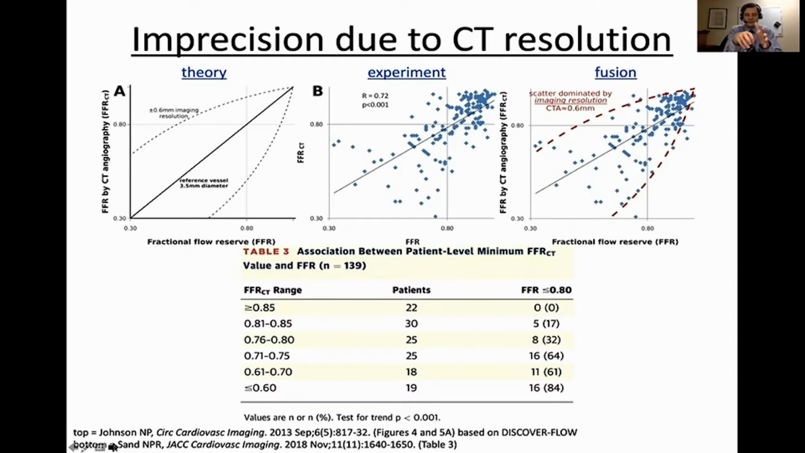The closer you get to kind of the cutoff, 0.76 to 0.80, there you'd expect all of them to have FFRs less than 0.80 if the precision were perfect, but only a third of them do, and so on and so forth, such that even when you have FFRct values less than 0.6, still there are 15% of those patients who don't have low invasive FFR values due to this scatter issue, due to this imprecision issue.